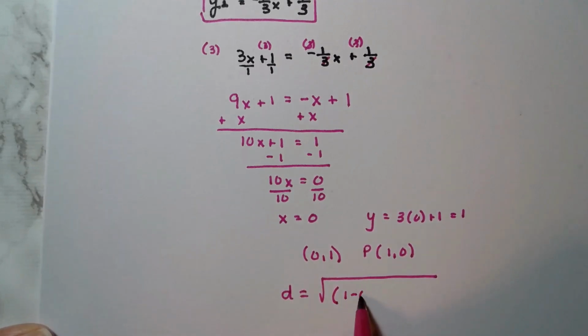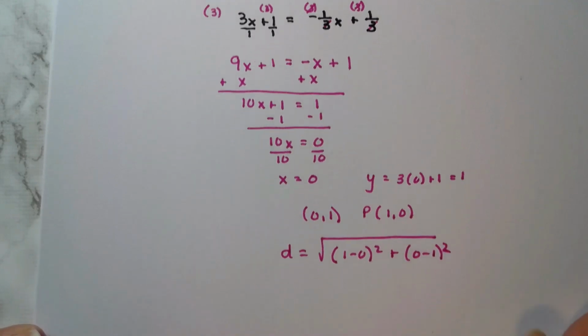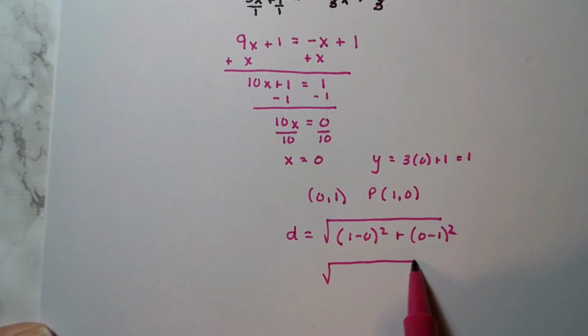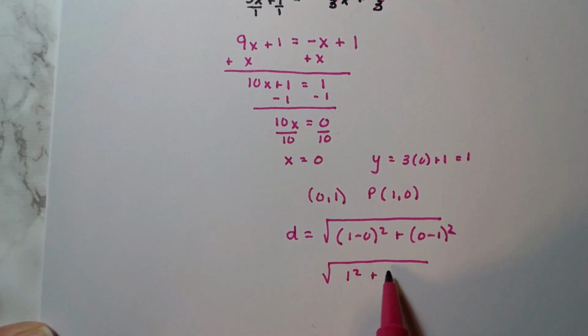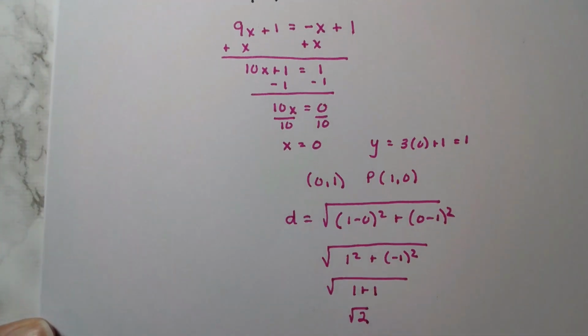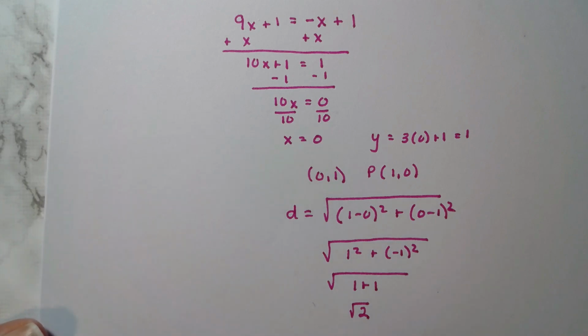Okay, I have (1 minus 0) squared plus (0 minus 1) squared. If I clean up inside the parentheses, that's going to give me 1 squared plus negative 1 squared. That's 1 plus 1, which gives me the square root of 2. So the distance between the 2 points is going to be root 2.